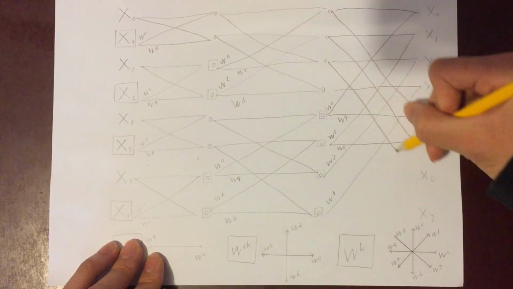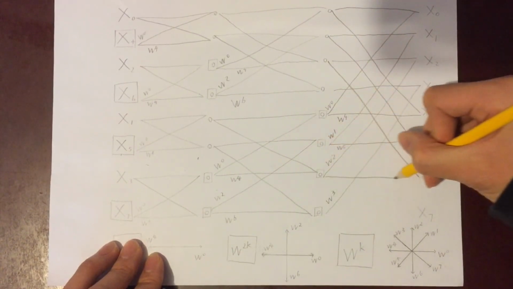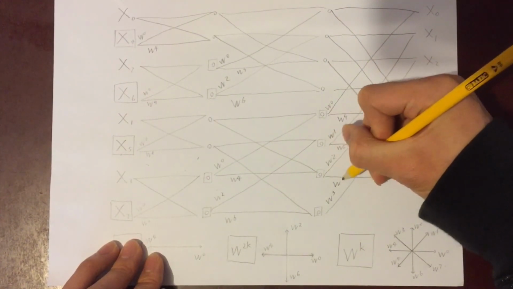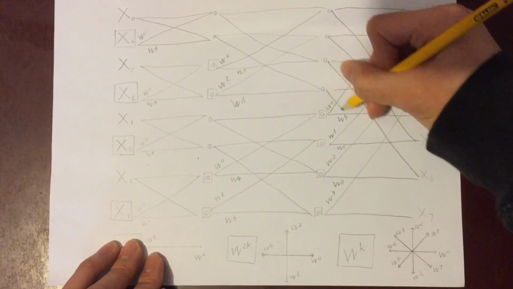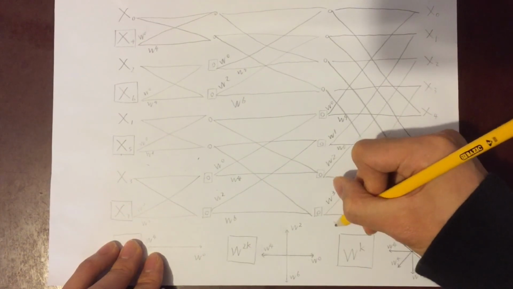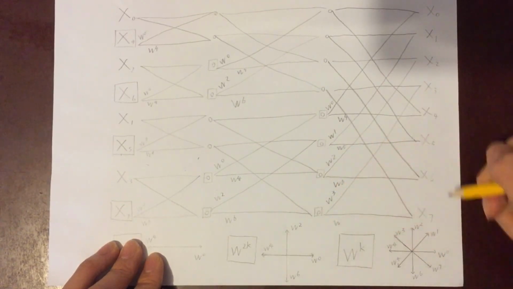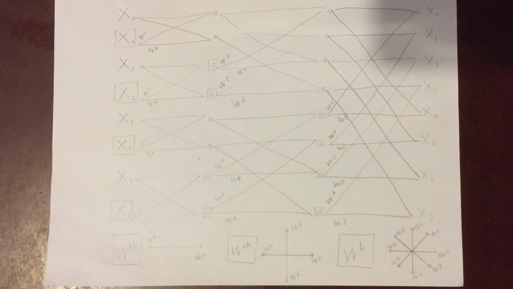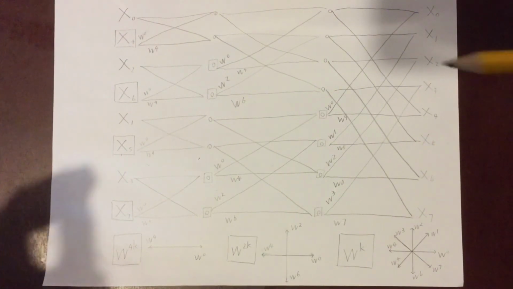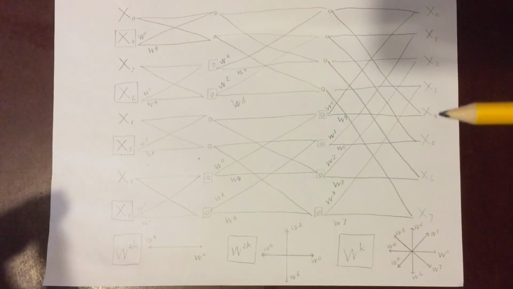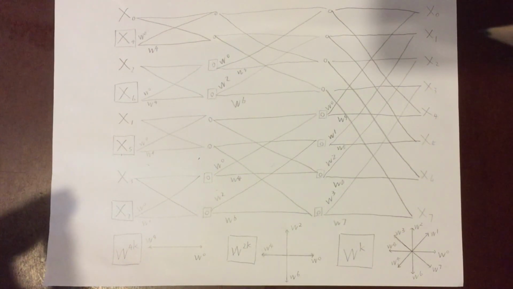Same thing. This is just how we do it. W to the 6. And finally w to the 7, yeah. Basically, this is just how we do the butterfly diagram, intuitively. As long as you know what you are doing, I don't think you can get lost that easily.